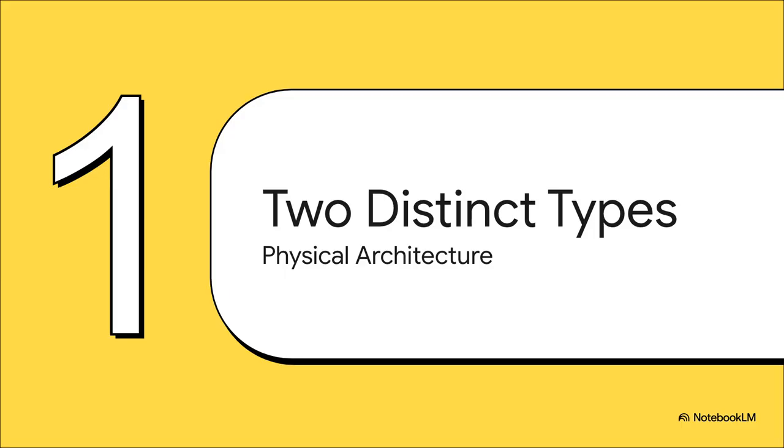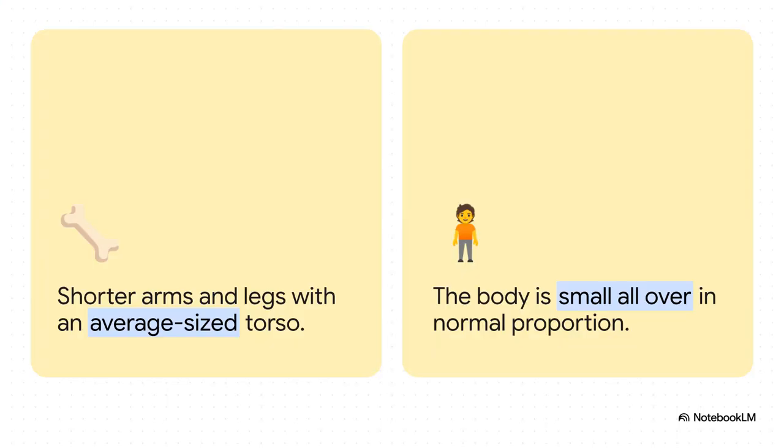Section 1. 2 distinct types. Let's see how this actually manifests in the body. You see, this condition doesn't just present in one single way. There's actually a core physical dichotomy at play here. On one hand, we have disproportionate dwarfism. This means certain body parts are sized differently in relation to one another. So for example, someone might have a completely average-sized torso, but significantly shorter arms and legs. Some parts might even be average or larger than usual.